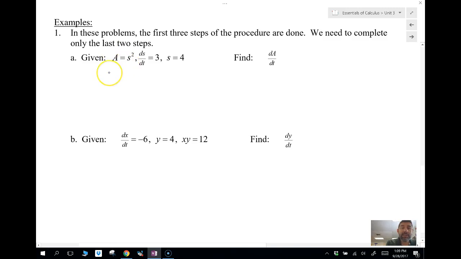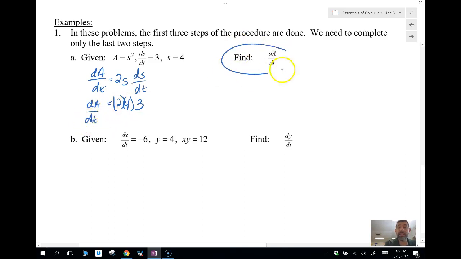So given that A is equal to s squared, what we're going to do is take dA/dt, because A is a variable. It's changing, the area is changing. If I think of a square, if I'm moving the square up and down, the area is changing as well as the sides. So dA/dt equals 2s ds/dt. Now that I've taken the derivative, I can plug in the stuff that I know. I know that ds/dt is 3, I know that s is 4, and so I'm solving in this case for dA/dt.